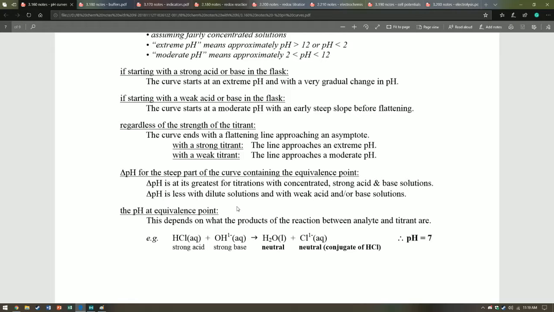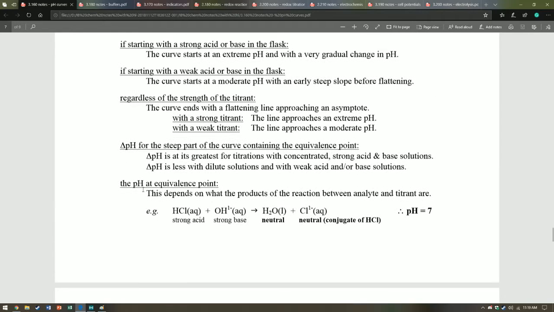And then the delta pH, the derivative of pH with respect to volume, is the steep part of the curve. It's the slope, how much the pH is changing when you add volume, and where that slope is at its maximum, that's where the equivalence point is.